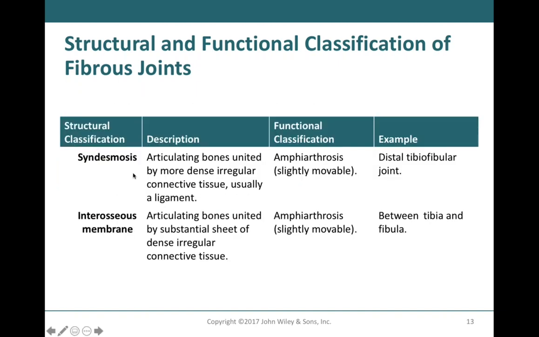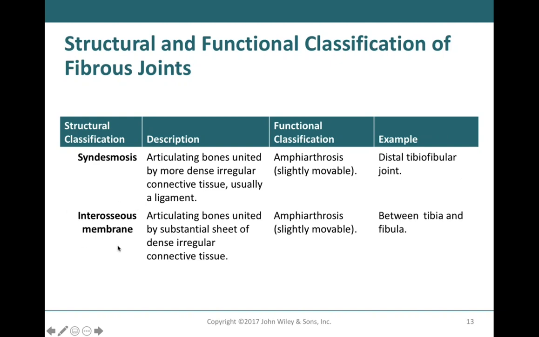So our next type of fibrous joint is going to be a syndesmosis. This is going to have a little bit more connective tissue than a suture will. Oftentimes we'll see a ligament actually holding this joint together. These joints tend to be a little bit more movable than the sutures are. And a good example of this is the distal tibiofibular joint, which I showed you a few slides ago.